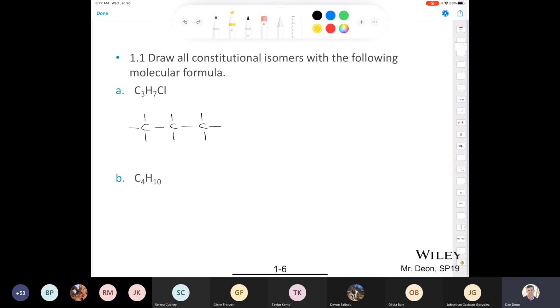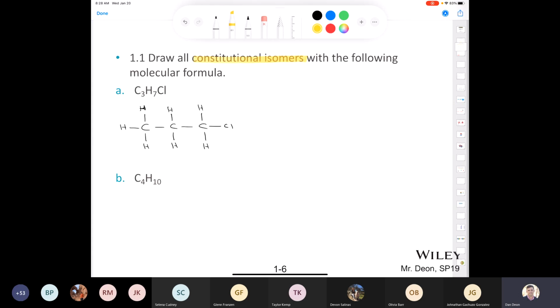So that means we can start putting the hydrogens around the molecule. Let's start putting the hydrogens like this, and then I'll put the chlorine over here like this. So that is a perfectly legitimate, acceptable Lewis structure for C3H7Cl. But remember, we're going to find a constitutional isomer. That means it's a compound with the same molecular formula, but a different connectivity of the atoms.